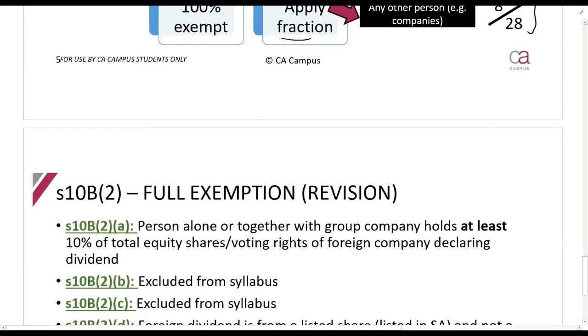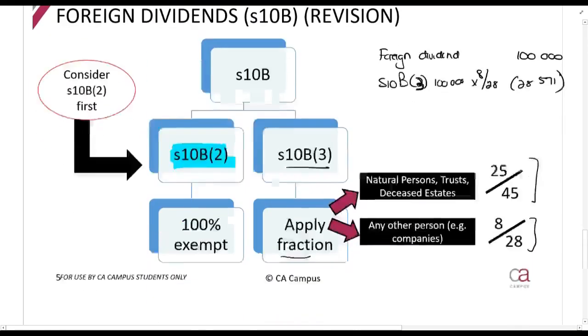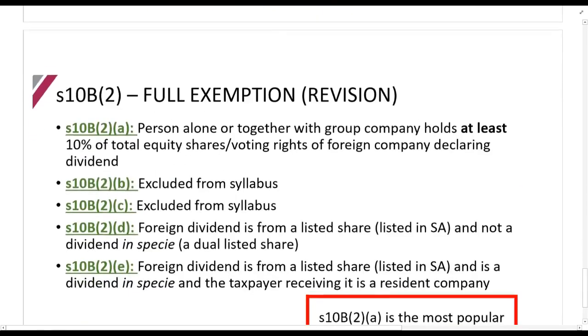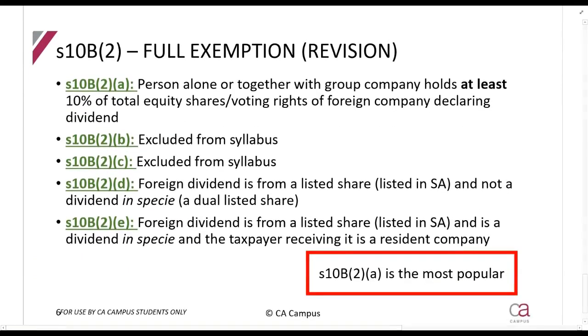So when do you apply section 10B2? Let me explain it like this. You apply section 10B3 if section 10B2 is not applicable. So when is section 10B2 applicable? A lot of this is excluded from your syllabus. The most important one, section 10B2A, though, says if you have 10% or more of the shares in the company, then it is 100% exempt.